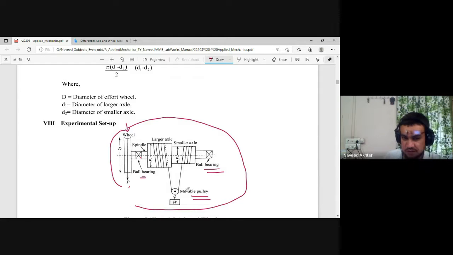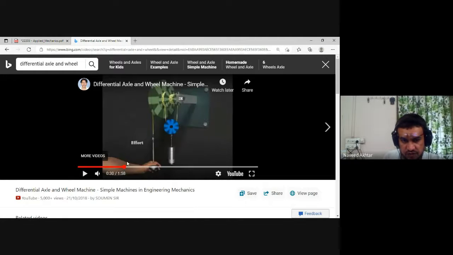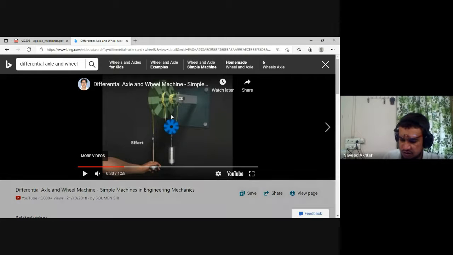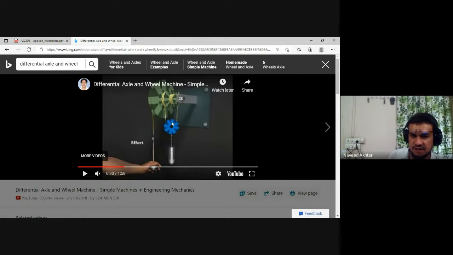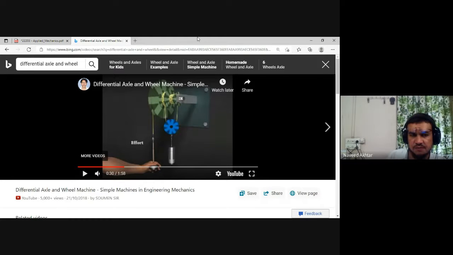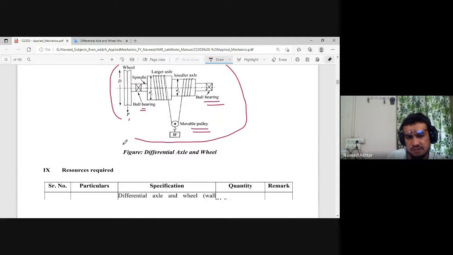So when we apply the effort, what happens? You have seen the video. When we apply the effort, the string is unwinding from the smaller one and winding on the larger one, and that is the principle, and we are lifting the load easily. That is a simple machine in engineering mechanics.